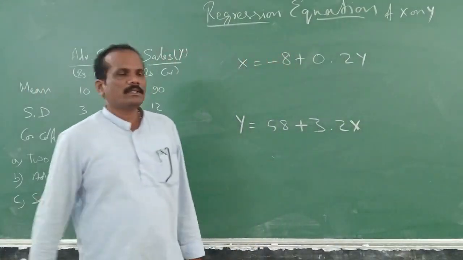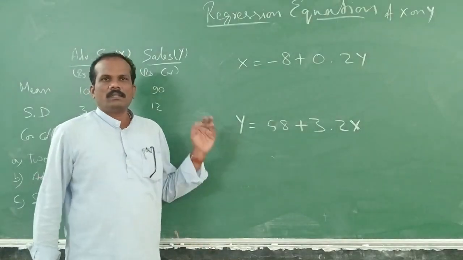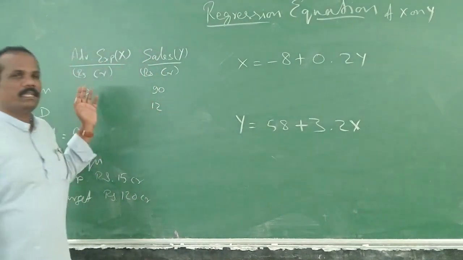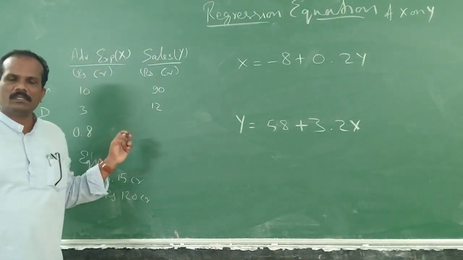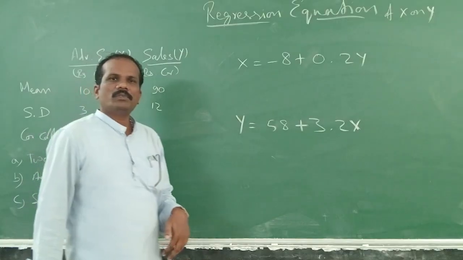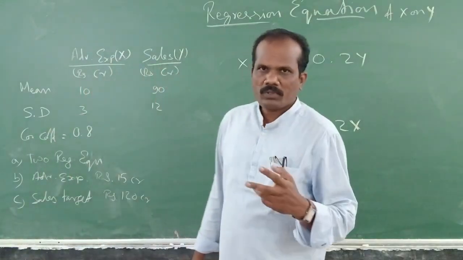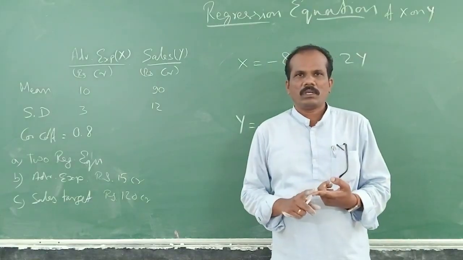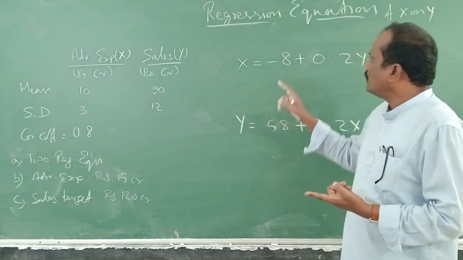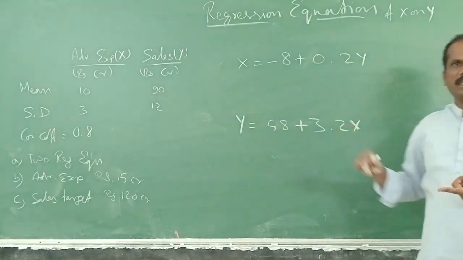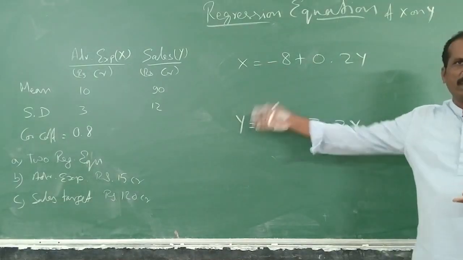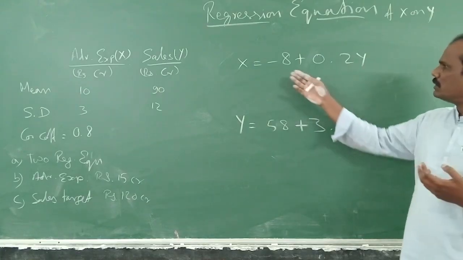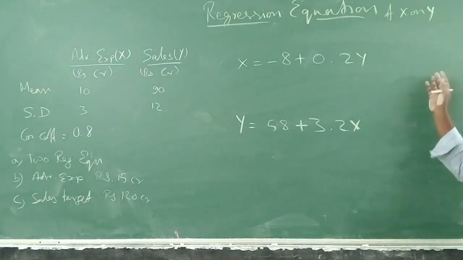Okay. This was in the initial problem, when the values of mean and standard deviation and coefficient are given. Pertaining to this, it also raises three questions. First question is to solve the two regression equations, x on y and y on x, I mean the x line and the y line. Here I have worked out the y equation and the x equation.